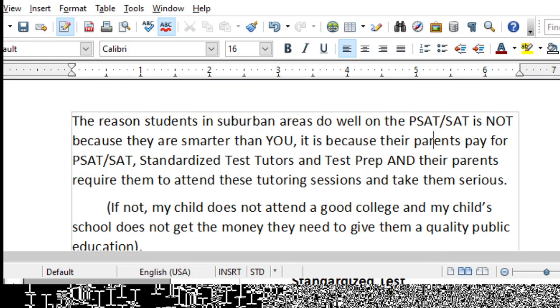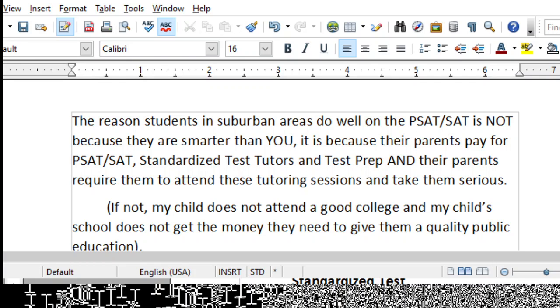They're paying a tutor for this because they want their child to attend a good college, and they require their child to attend every single tutoring session because they're paying for it. And the parents realize that if their child does not do well on the PSAT or the SAT, then whatever high school their child attends, their child doesn't get funding. That school doesn't get funding.